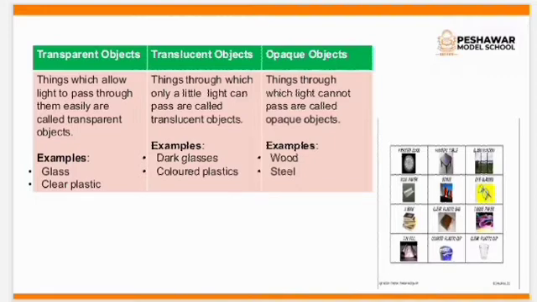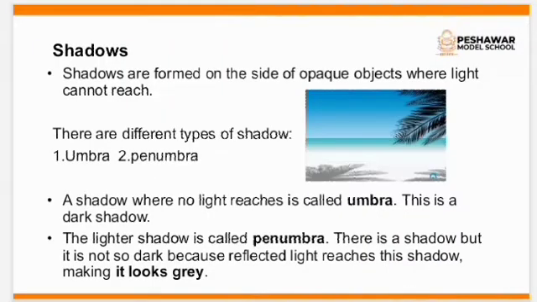So you know about the difference between transparent, translucent, and opaque objects. And shadows are formed when opaque objects block its way. So definitely light cannot pass through, so shadows are formed. Shadows are formed on the side of opaque objects where light cannot reach, as I have explained.